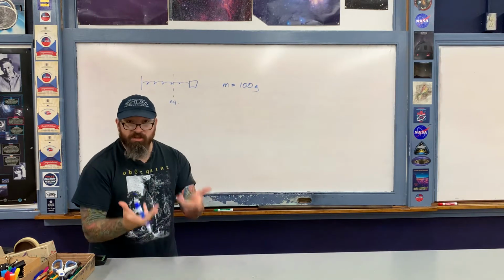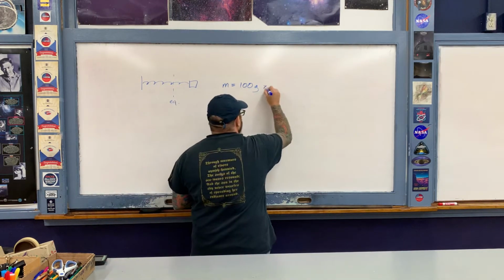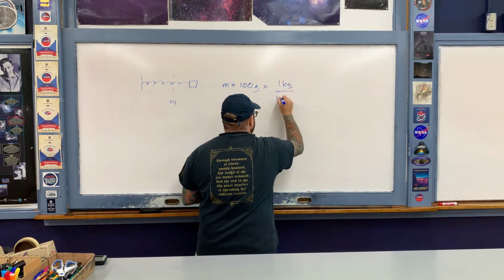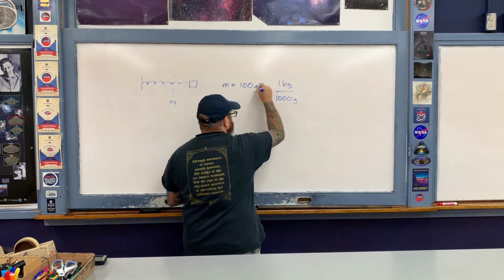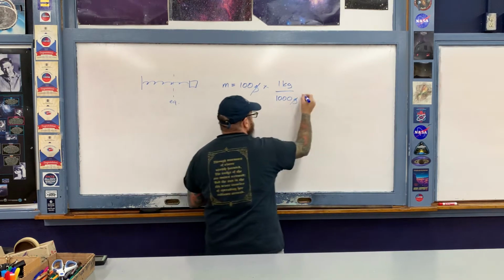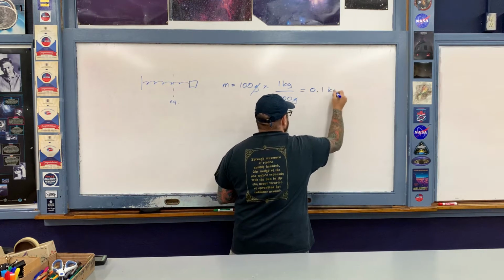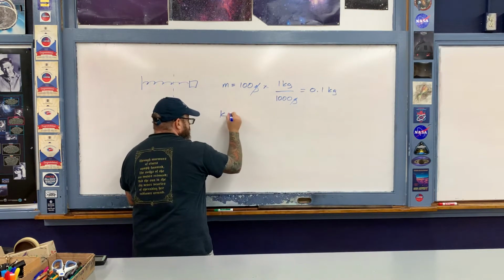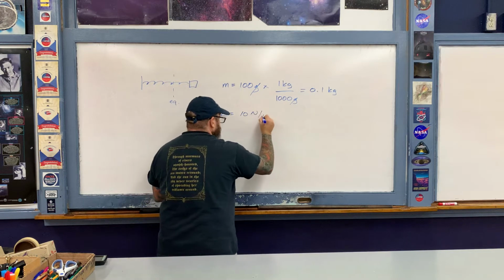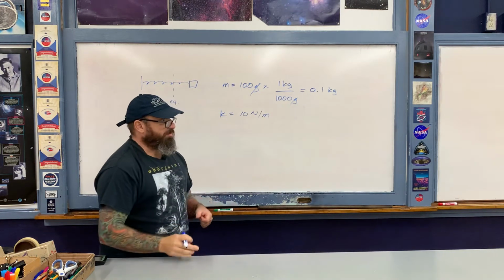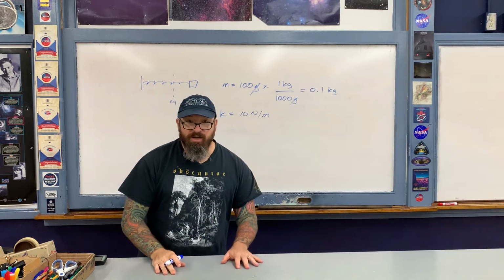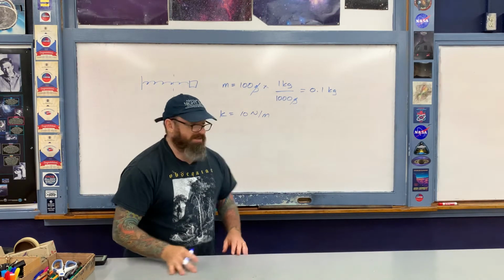I'm going to go ahead and convert this into kilograms. So I multiply by 1 kilogram per 1,000 grams. Grams cancels, do the math here, and it ends up being 0.1 kilograms. And then the stiffness of the spring, the spring constant itself, is given to us as 10 newtons per meter. In part A of the problem, we're just going to calculate the period of the oscillation.